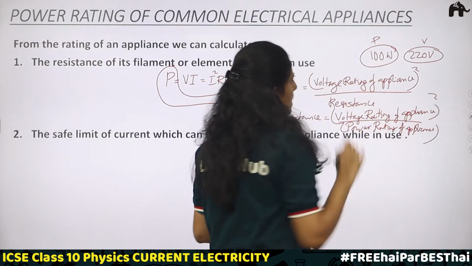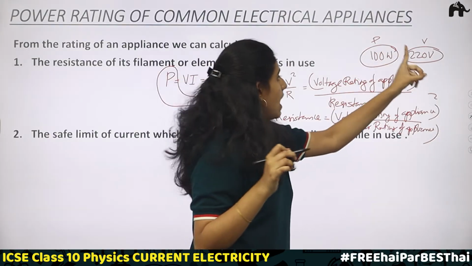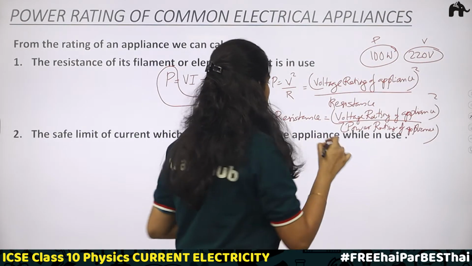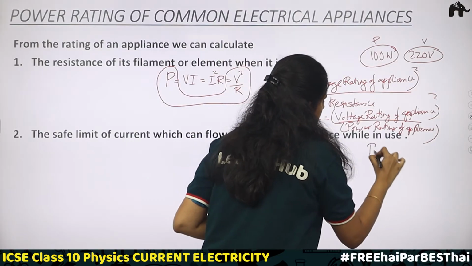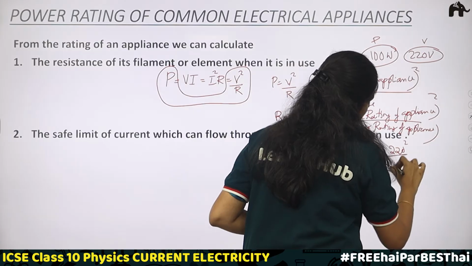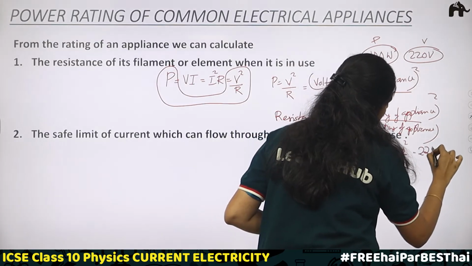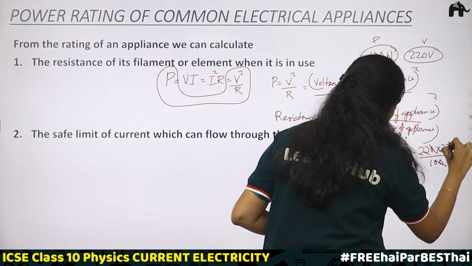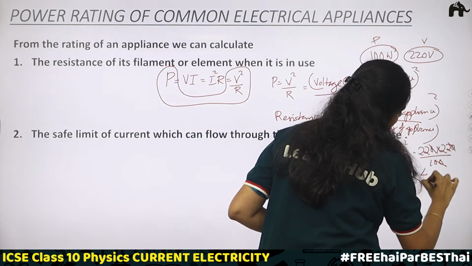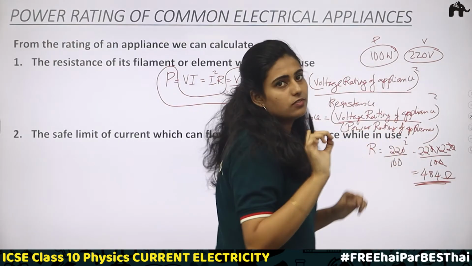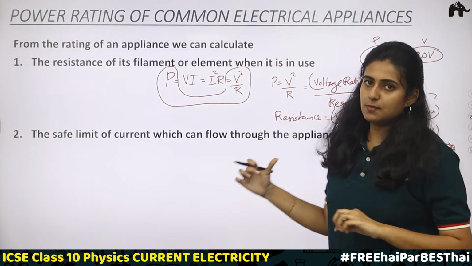Now in this case, we have 100 watt power and 220 volt potential difference or voltage. In that case, what is the resistance? We can calculate the resistance. R is equal to V square, 220 square divided by 100. 220 into 220 divided by 100, cancelling zeros, 22 into 22, 484 ohms. So this is the resistance of the filament wire that is being used.